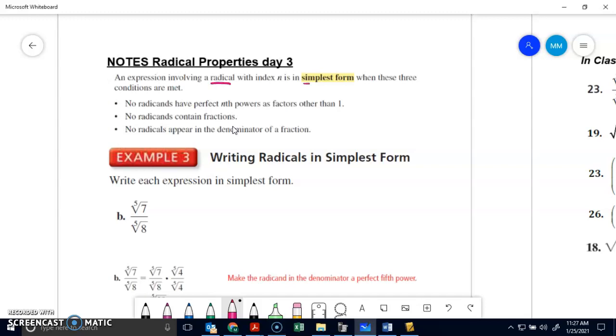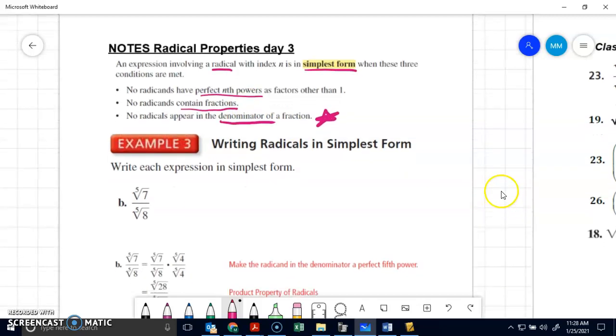First, we're going to talk about what it means to be in simplest form. Simplest form means that the radicands have no perfect nth powers. It's kind of what we've been working with. No radicands contain fractions, and no radicals appear in the denominator. And this is the key for today, that no radicals appear in the denominator.